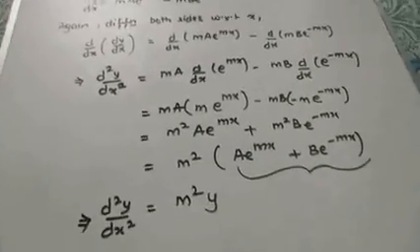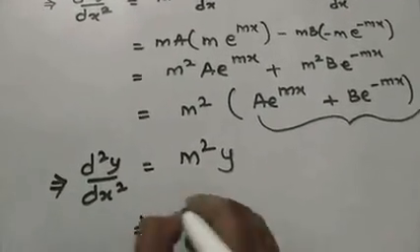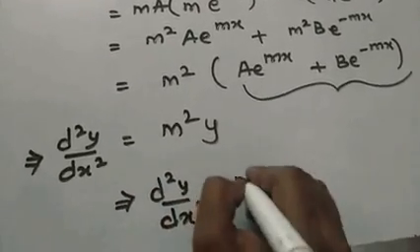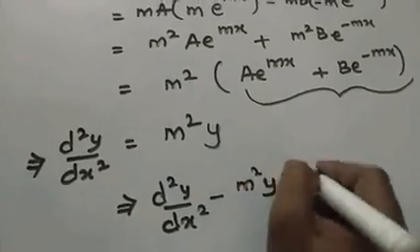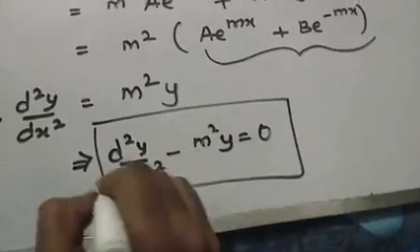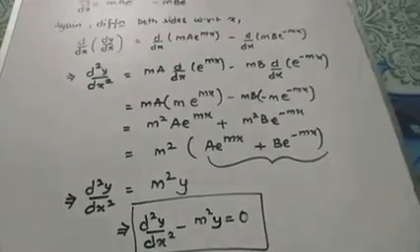now taking all of the terms to one side, we get finally equals to 0. And this thing we had to prove, so hence proved. Clear?